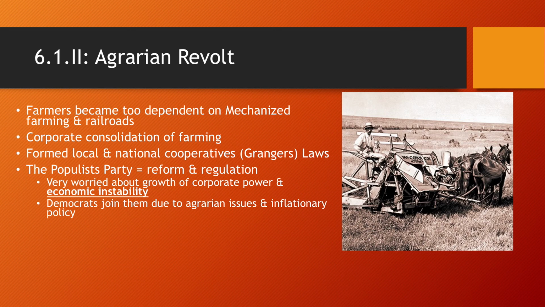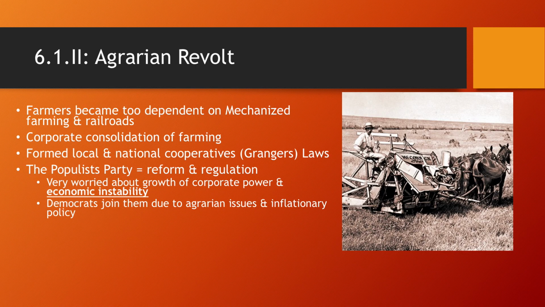The Populist Party comes along eventually. It comes out of this farmer movement. Their main goal is to reform and to regulate. They want to reform government from the bottom down. They believe the government has lost the ideas of Jefferson. They want to reform it. They want to regulate big business, have greater control over the monopolies, especially railroads.